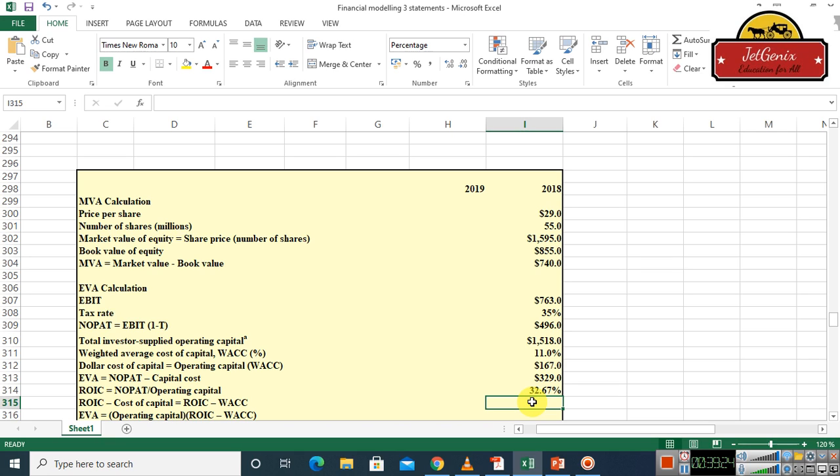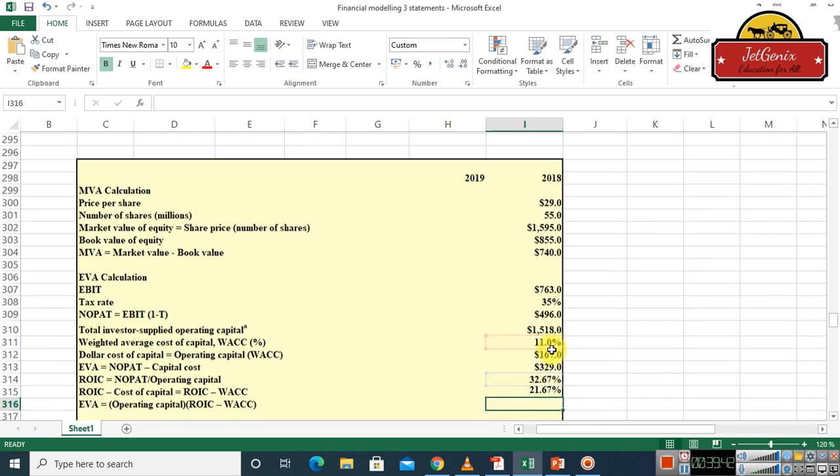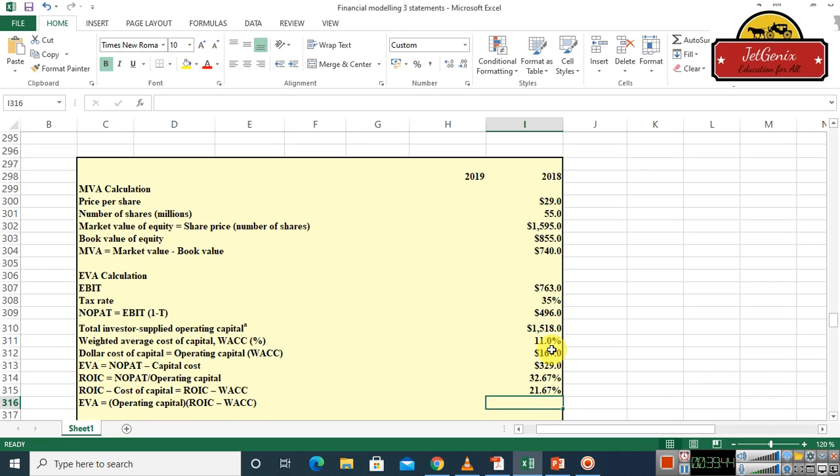and here we are going to select the ROIC minus cost of capital, which is equivalent to ROIC minus WACC. So we have calculated here the ROIC, and the weighted average cost of capital is here. Just press enter, select this one, ROIC minus cost of capital, and press enter. And now the EVA will be, just take the operating capital, multiply it by this figure, and we will find the final EVA.